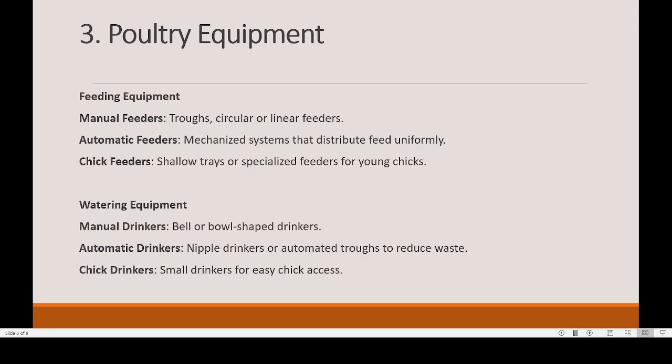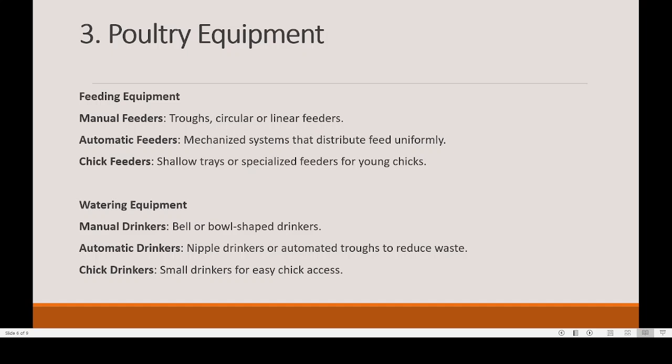Then watering equipment: manual drinkers, automatic drinkers, then chick drinkers. So these are the different types of watering equipment that we can give. See, here also you can find different types of water equipment. See here also you can see. The purpose of all these is actually to give them sufficient water.